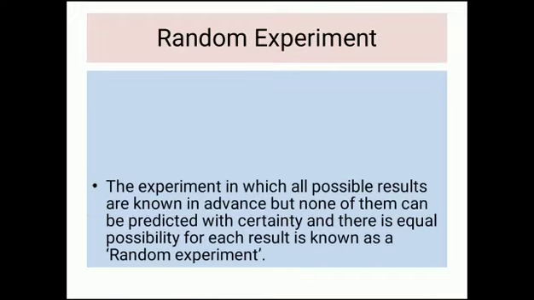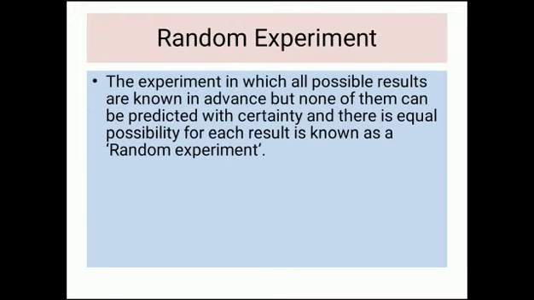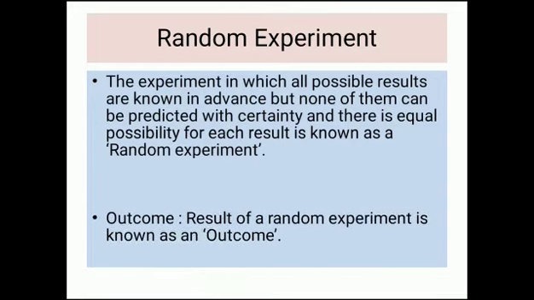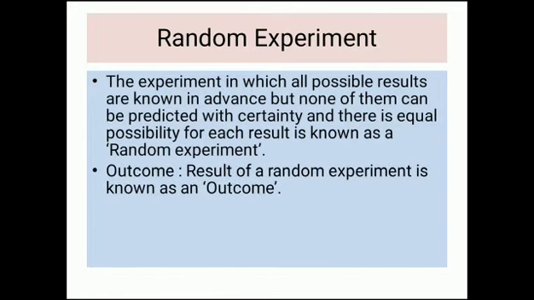Now let's see what is a random experiment. The experiment in which all possible results are known in advance, but none of them can be predicted with certainty, and there is equal possibility for each result, is known as a random experiment. So what is an outcome then? Result of a random experiment is known as an outcome.